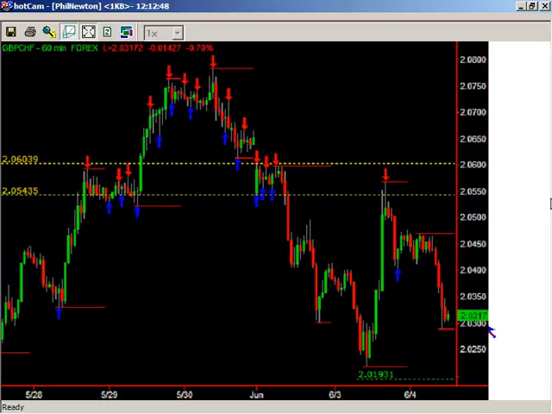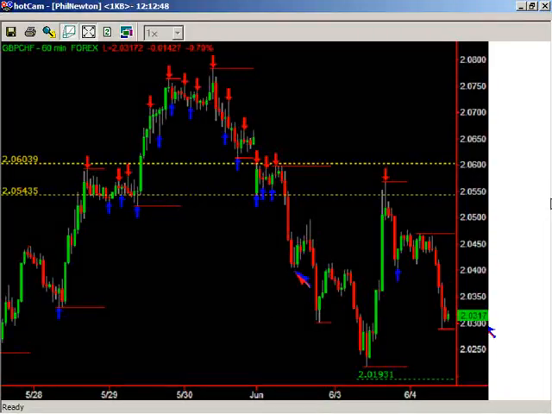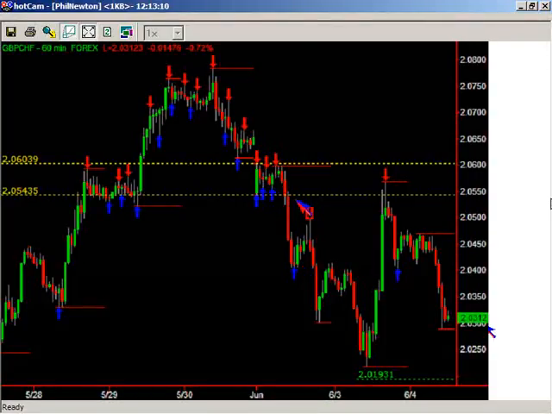As price ebbs and flows back and forth, price makes a lower low. So price is now trending. We're now in a downward trending motion. It's making lower highs, lower lows. It's moved out of its range. It's making lower highs, lower lows. The market is now trending and continues to do so.